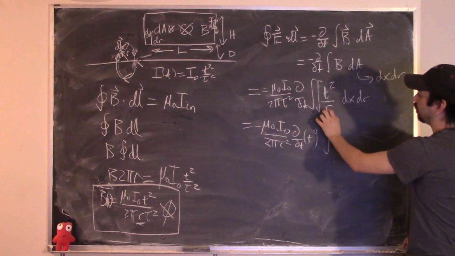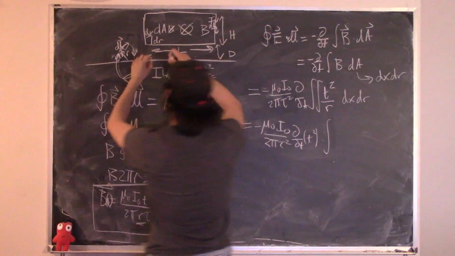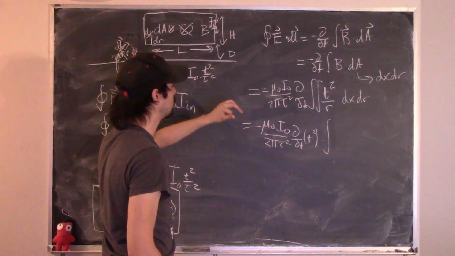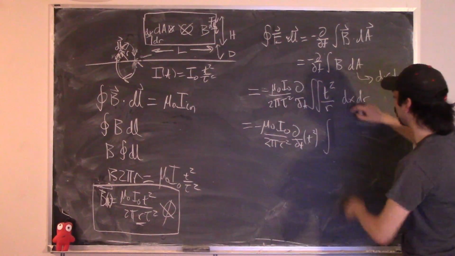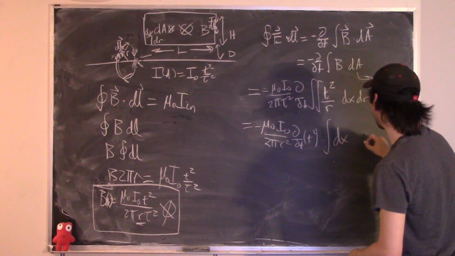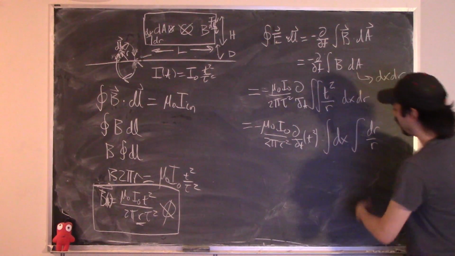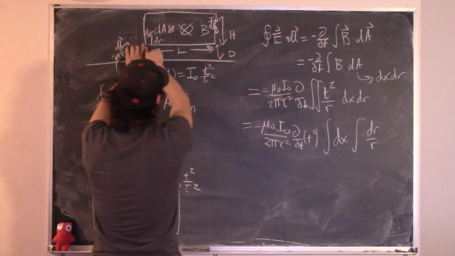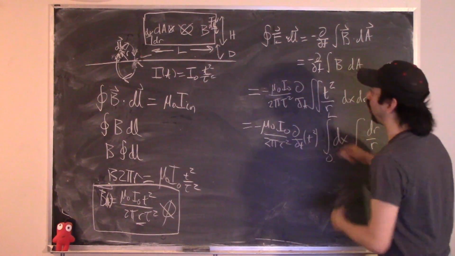Now, because the limits of integration here are not related to each other, since this is a box, I can break these apart and do the two integrals independently of each other. If this was like a triangle or something, then the limits would vary with respect to each other. So let's just say that this is the integral of dx times the integral of dr over r. And now I just need to write in my limits of integration. In x, this begins at 0 and goes up to L.